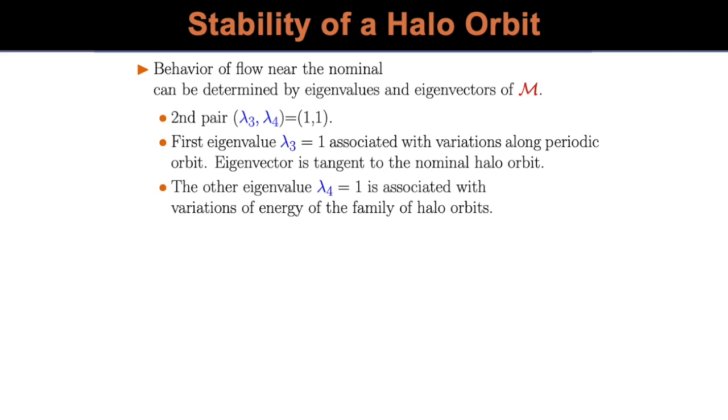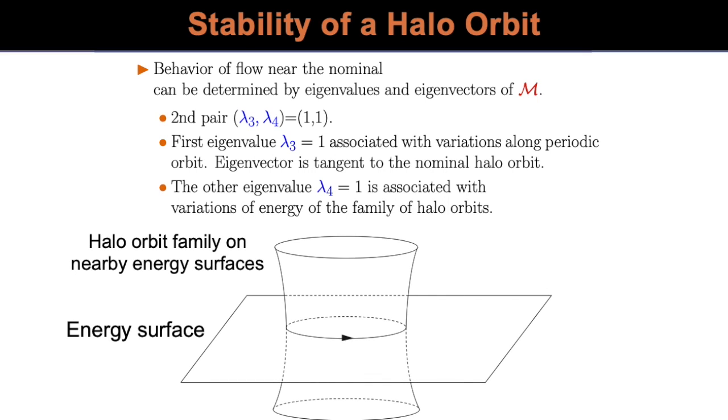The other eigenvalue is associated with an eigenvector pointing towards nearby periodic orbits. Remember I said these come in families, and this is pretty abstract here, but if you're looking at a periodic orbit on one energy surface, there's a whole continuum, a whole family on nearby energy surfaces. So if you perturb in just those directions, you'll be on a periodic orbit with a slightly different period, but it's not going to grow exponentially or decrease exponentially. So those are the neutrally stable directions.